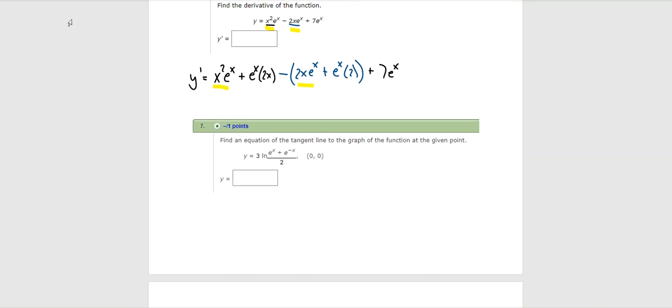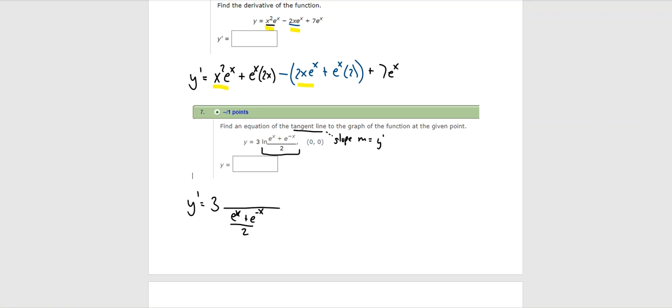So let's find the equation of a tangent line to the graph of the function at the given point. As soon as we see tangent line, we know that the slope is the derivative at the point 0, 0. So let's do it. Let's find the derivative. That 3 stays there. The derivative of a natural log is the derivative of the inside divided by the inside. All right, so the inside stays the same right there.